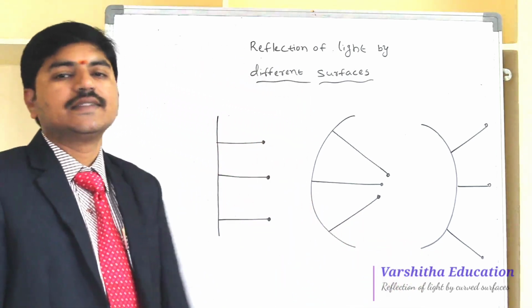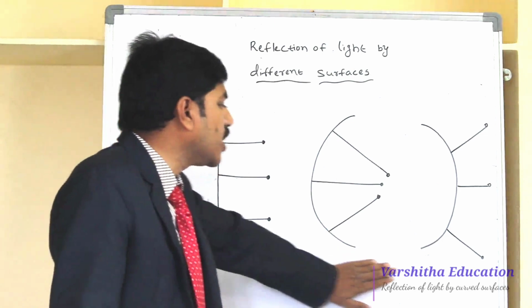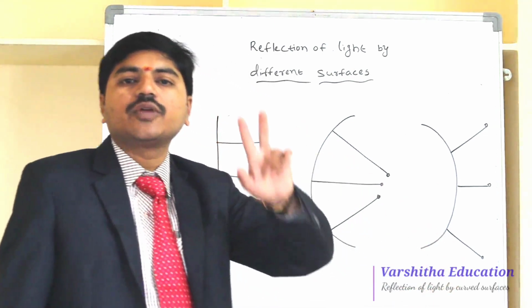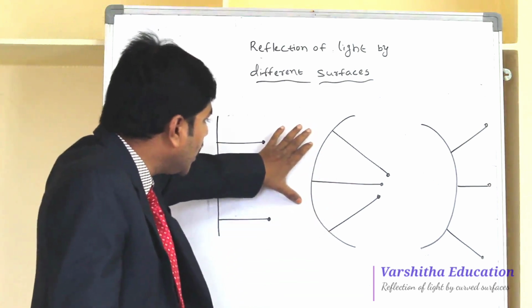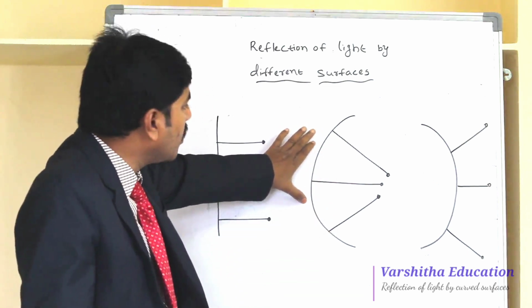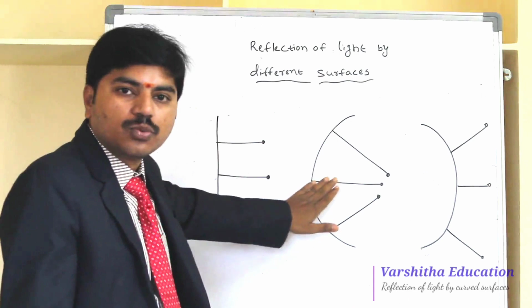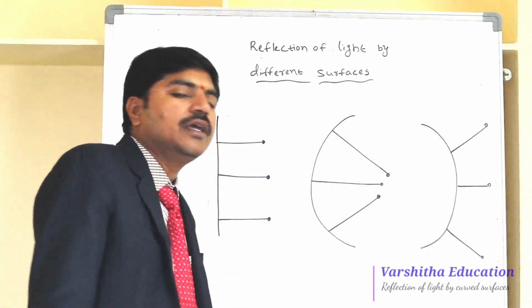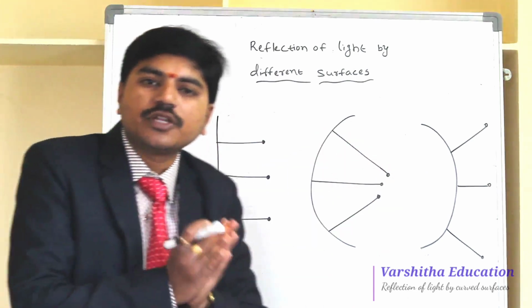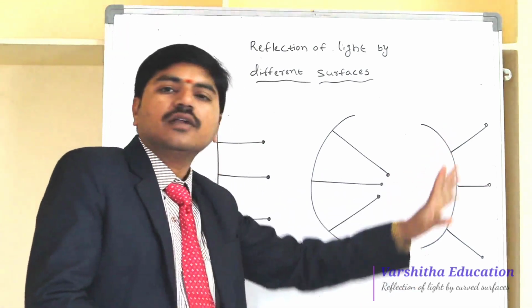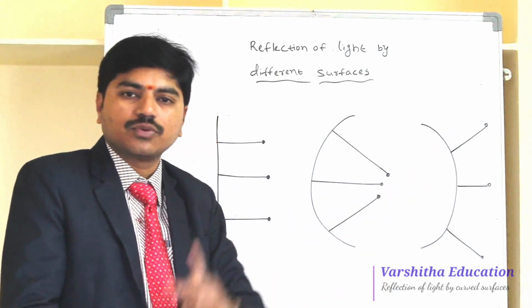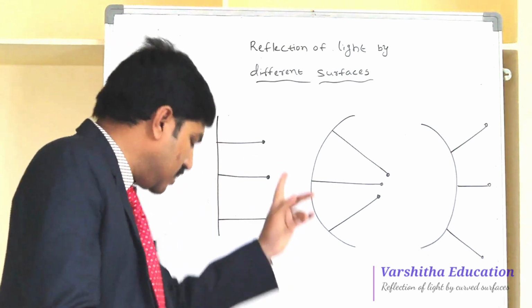Now we finalize the mirrors. Two types of mirrors are there: one is a concave mirror and one is a convex mirror. The concave mirror looks like this. The back side of the part is not working. So the concave mirror is a convergent mirror and the convex mirror is a divergent mirror. So we conclude this from that activity.